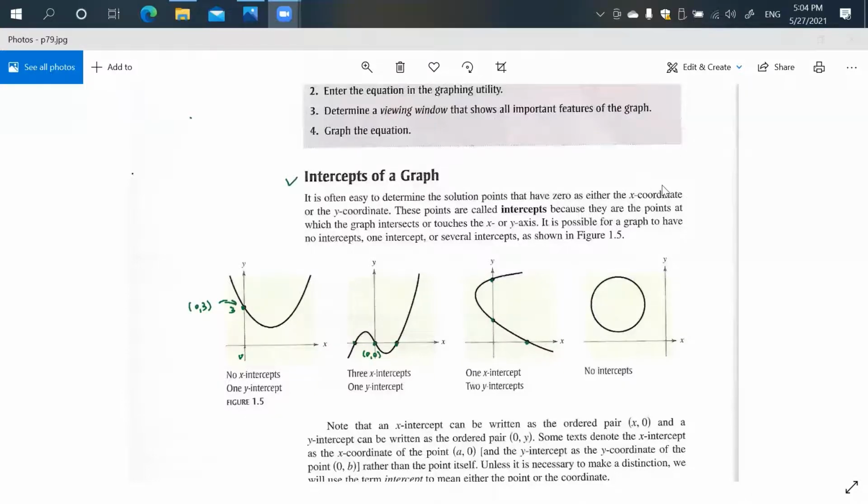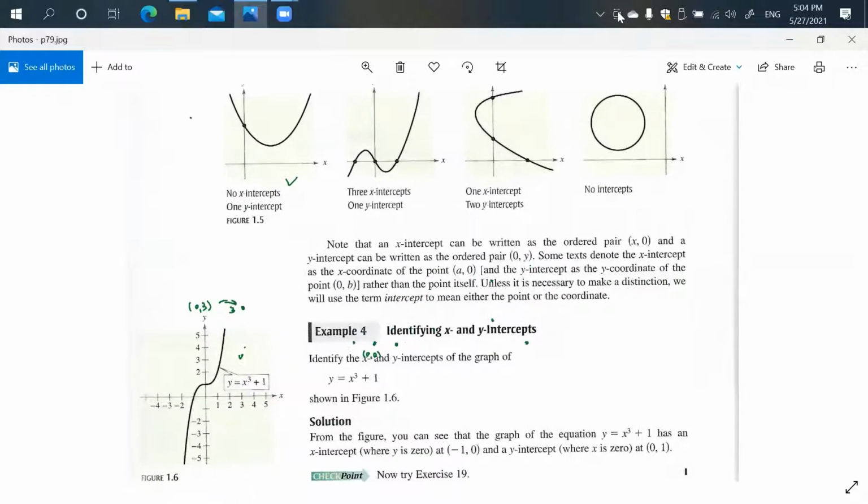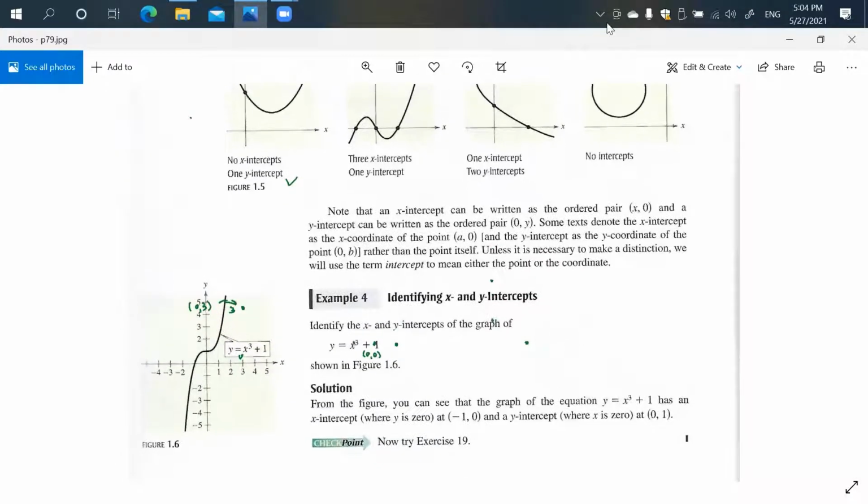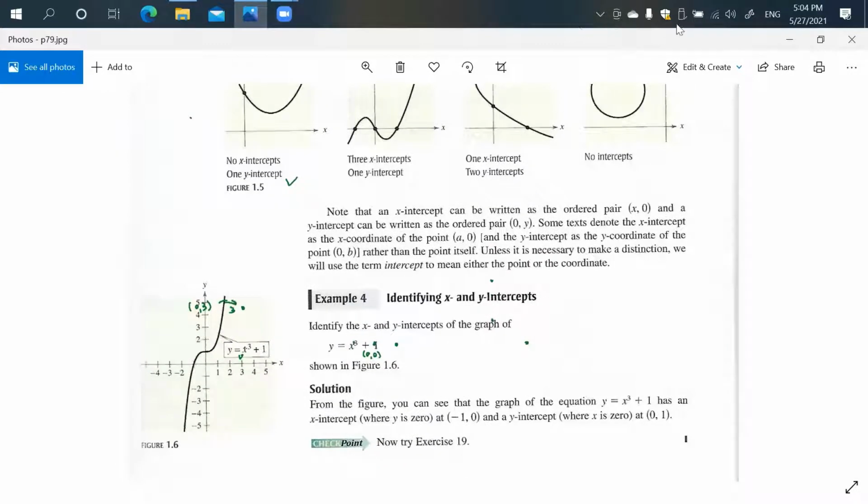See down here, can I move up? Okay, now see this. See the example. Identify the x and y intercept of the graph. Or maybe I delete the old one first. Okay, so right here.